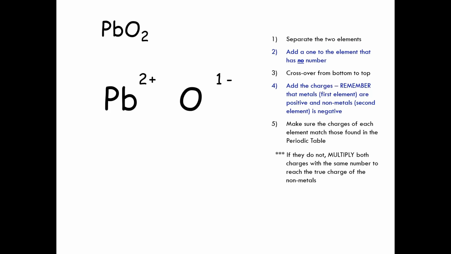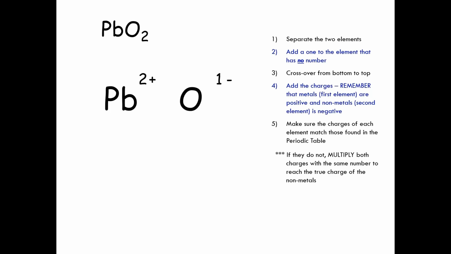The most important rule is rule number 5. You need to make sure that the charges of each element match those found on the periodic table. If they do not, you multiply both charges with the same number to reach the true charge of the nonmetal. And so, of course, lead has a charge of 2 positive on the periodic table, but oxygen does not have a charge of 1 negative. Oxygen can only have a charge of 2 negative. And so because of that, I must multiply oxygen by 2 to achieve the true charge.